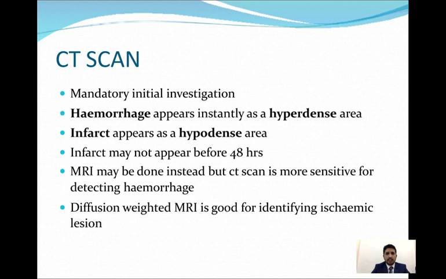CT scan, as we have discussed, is the investigation of choice. Why? Because our first objective is to rule out hemorrhage, and CT scan is best at ruling out hemorrhage. Hemorrhage appears as a hyperdense area, while infarct is a hypodense area. The main objective of CT scan is to rule out hemorrhage, because infarct can take time to develop, but hemorrhage is immediate. Other advantages of CT scan are that it is readily available, less costly, and takes less time. Here are some examples.